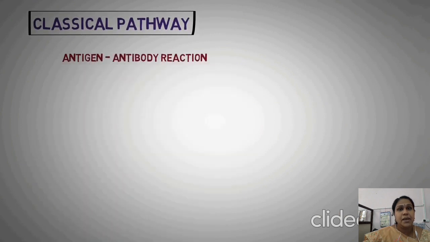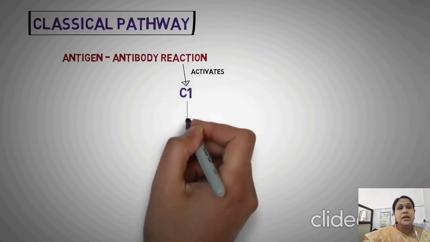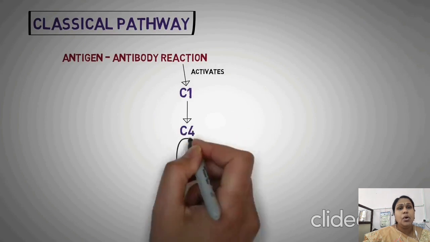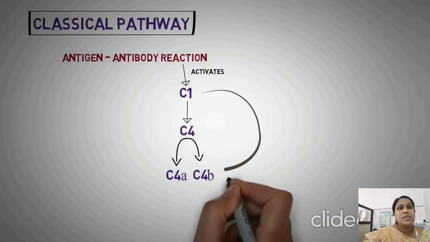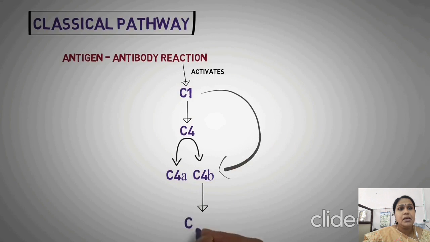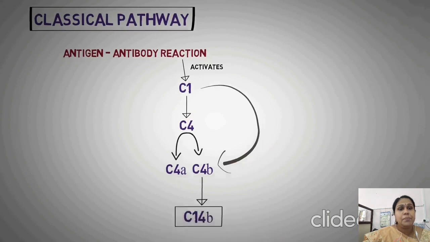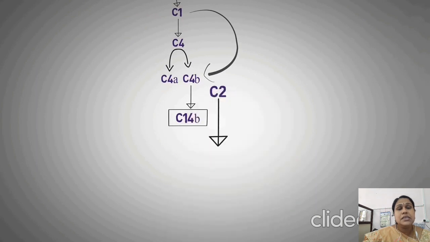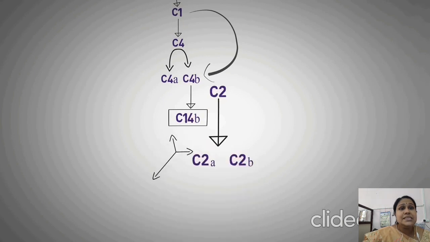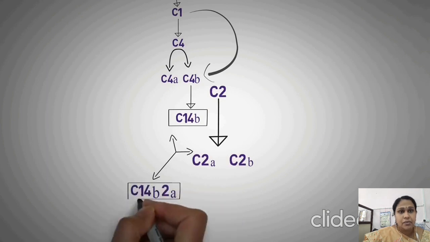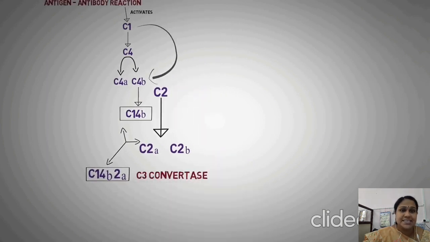In the classical pathway, the antigen-antibody reaction is the main triggering agent. This triggers the C1 component. C1 will cleave C4 into C4A and C4B. Now C1 combines with C4B to become C1,4B. Again C1 will cleave C2 into C2A and C2B. This C2A and C1,4B combine together as C1,4B2A, which acts as a C3 convertase.